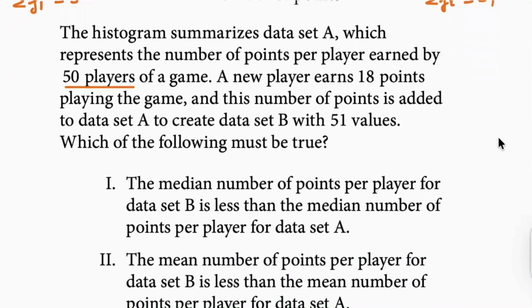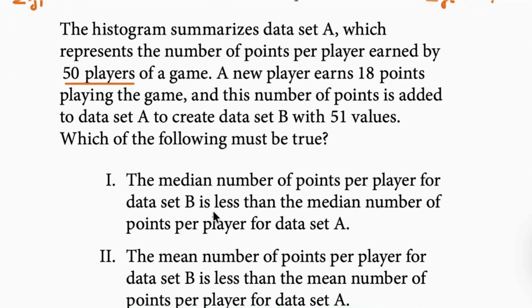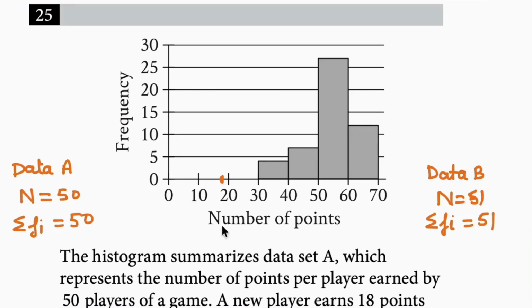The median number of points per player for dataset B is less than the median number of points per player for dataset A. So that means we have to compare the median. And in the second part, the mean number of points per player for dataset A is less than the mean number of points per player for dataset B. Sorry, B and A. So here we have to compare the mean. That means from this particular set, if that one new value is added, how that will affect the mean as well as the median? This is our question.